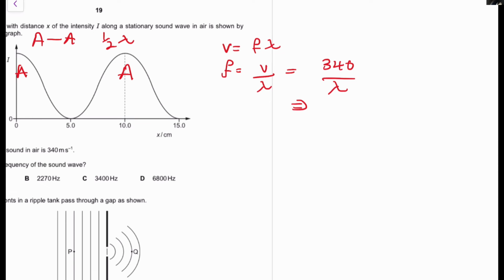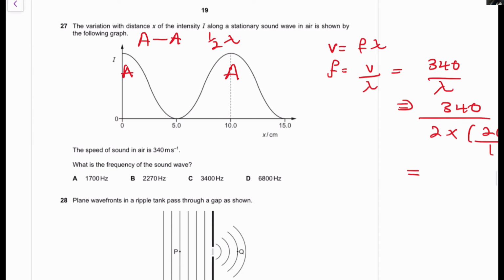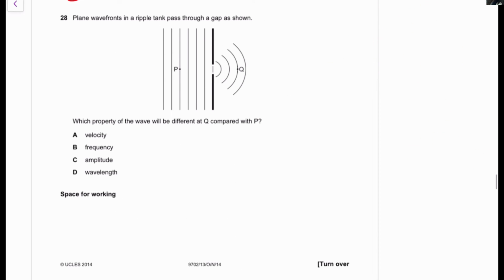So here we're going to have 340 divided by 2 times 20.0 divided by 100, and for number 27, that's going to give you roughly 1,700 hertz, and the answer is going to be A. Okay, 1,700 hertz, the answer is A. Very important, guys, for you to be thinking of this stuff.